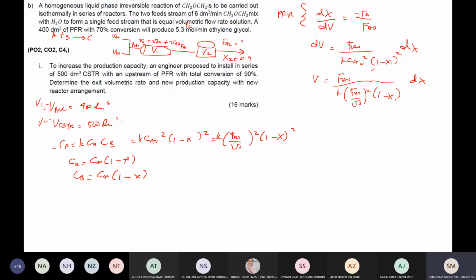So we will integrate this from 0 to X1. You have to integrate it, rearrange it, and you will get V equal to V naught squared over K FA naught. At this point you have cancelled FA naught. Then what remains is the integration of 1 over 1 minus X1 squared, which gives X1 over 1 minus X1, from 0 to 0.7, because the PFR has 70% conversion.